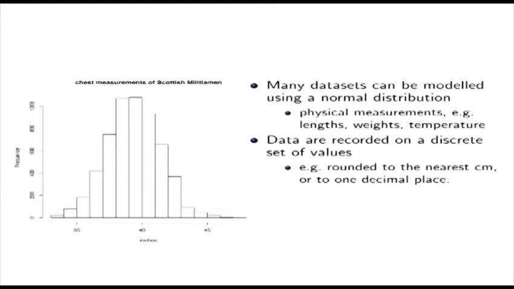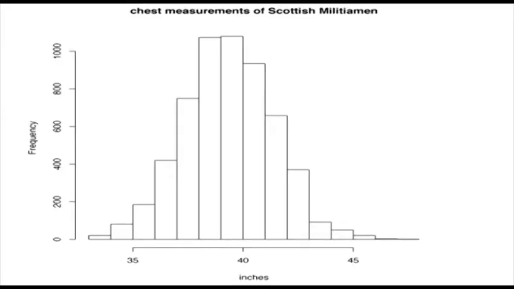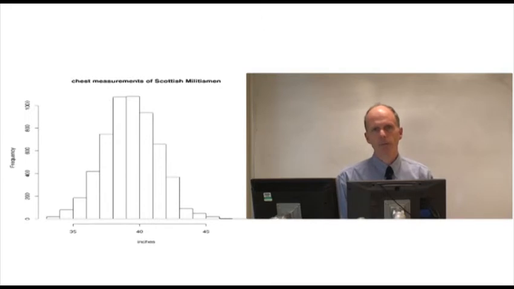So you might measure to the nearest centimetre, or to the nearest inch, or you might measure to one decimal place. And so the records of the data can appear to be discrete, even though the measurements themselves are technically on a continuous scale. And so in this data set, these measurements were actually measured to the nearest inch. And so this resolution of the histogram is as fine as we could get.